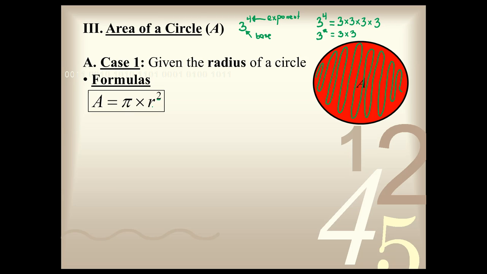The exponent rules still work even when you have a letter. So what would r squared be equal to? Well, it means take r and multiply by itself twice. Therefore, the area would just be pi times r times r.